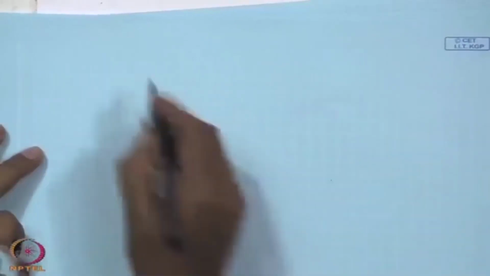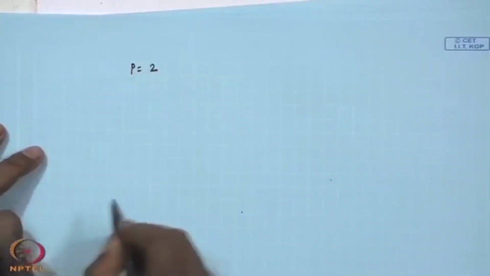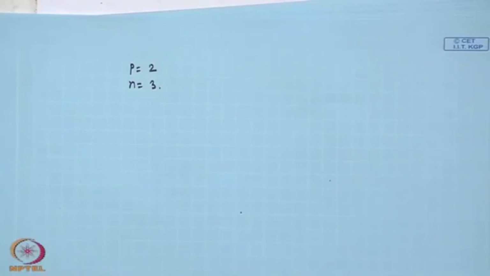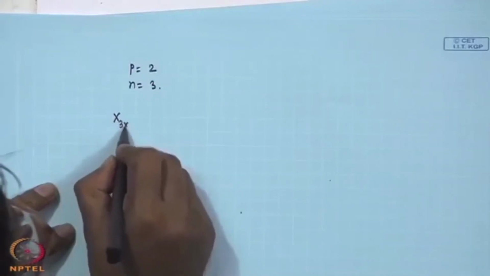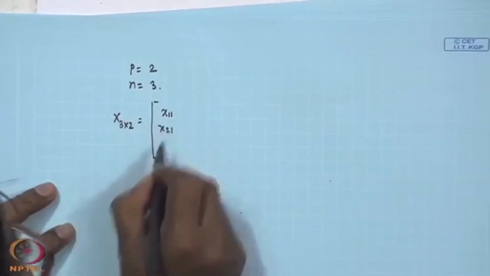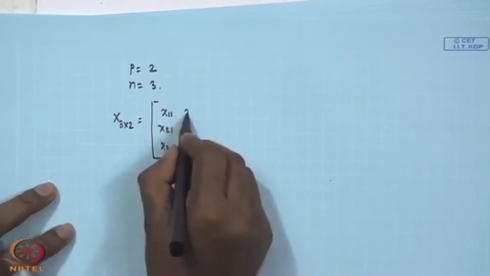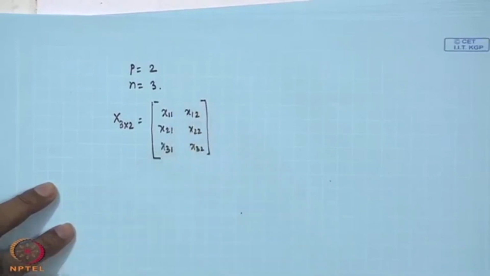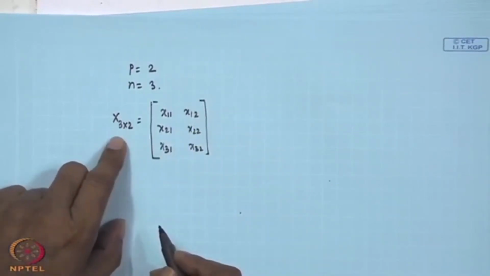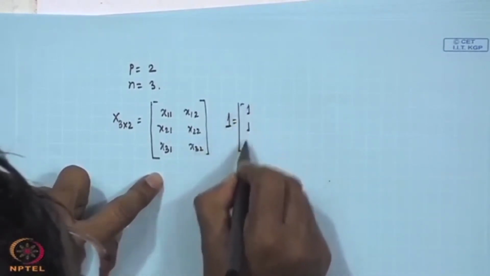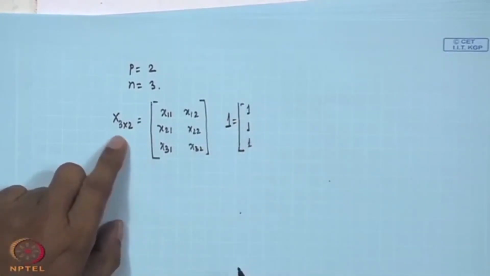So, I am taking now, let p equal to 2, n equal to 3, just to reduce the complexity of repeating the same calculation. Then my X matrix will be 3 cross 2, which will be like this: x 1 1, x 2 1, x 3 1, then x 1 2, x 2 2, x 3 2. As there are 3 observations, let us create one unit vector which is 1, 1 and 1. This 3 is required because my n is 3.